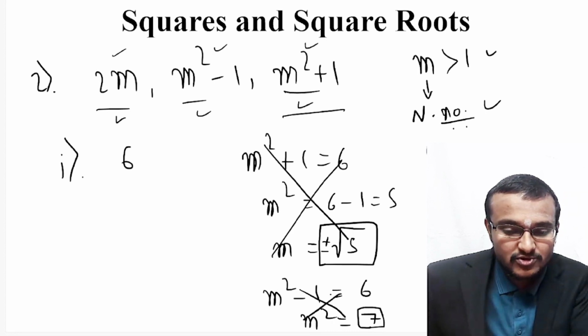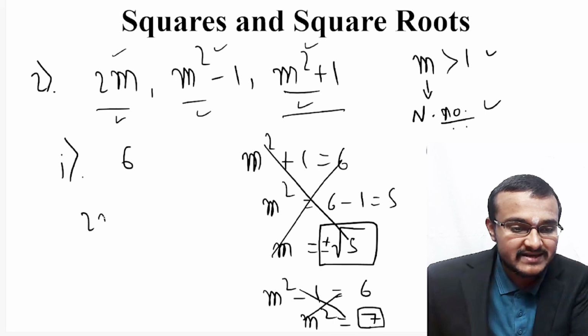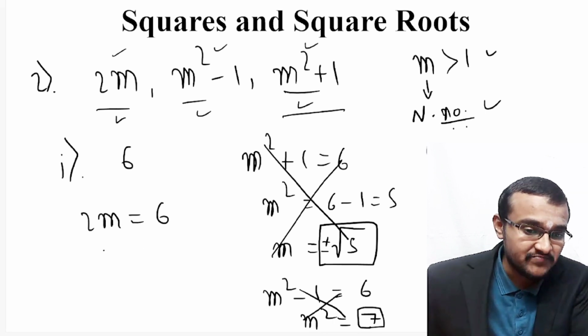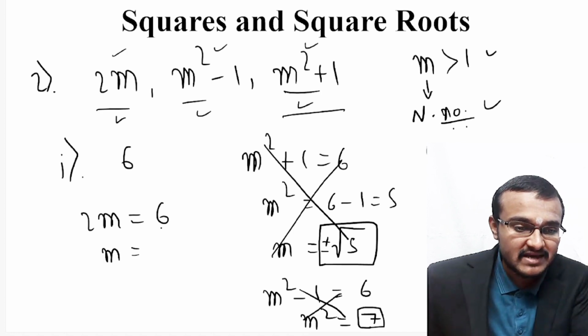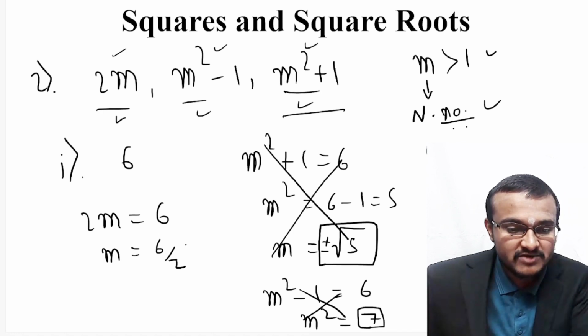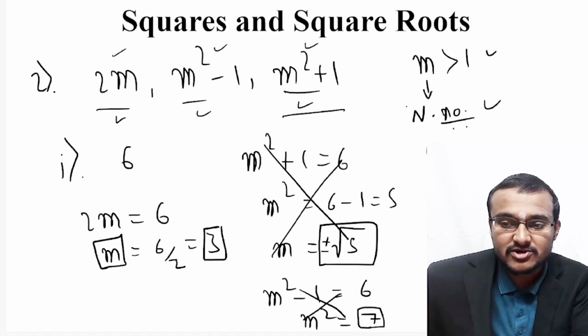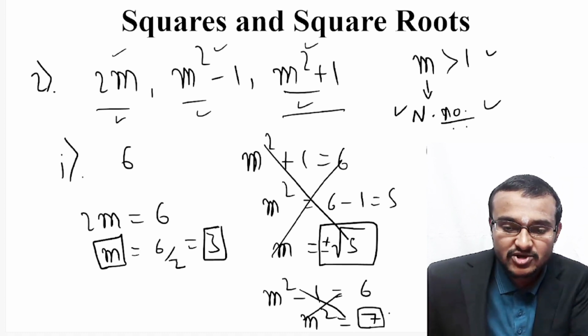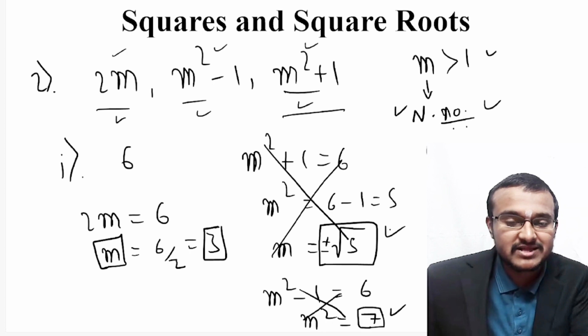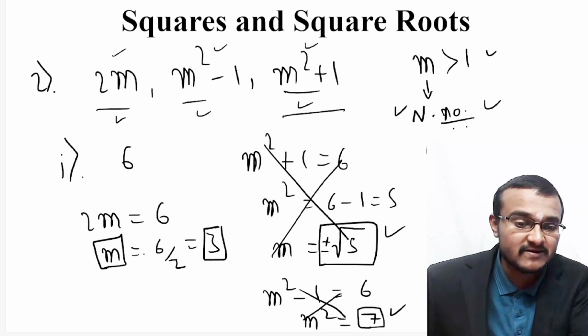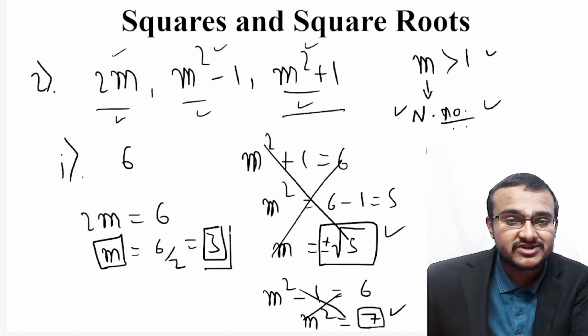So now the only possibility left is that you can take this 6 as 2m. If 6 is equal to 2m, then what is m? M is actually equal to 6 by 2, which is equal to 3. So you are getting a natural number here, because I told you m should be a natural number. In the other cases you were getting decimals and fractions. So this particular 6 cannot be m square plus 1, and it cannot be m square minus 1. But this particular 6 can be 2m, because m is equal to 3.